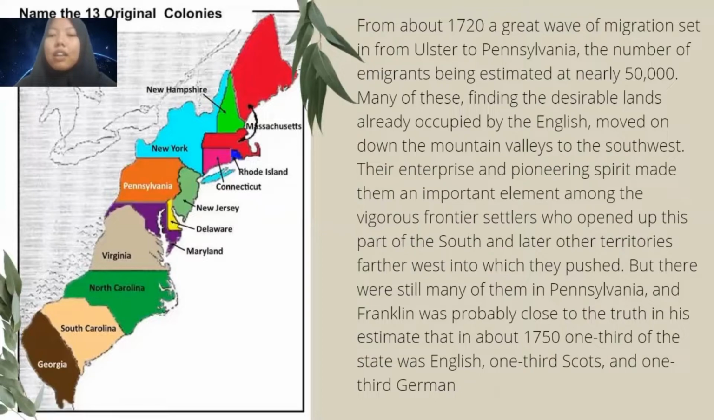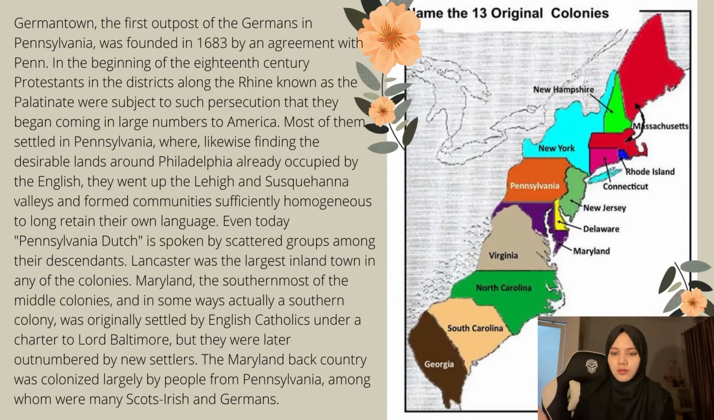But there were still many of them in Pennsylvania, and Franklin was probably close to the truth in his estimate that in about 1750, one-third of the state was English, one-third Scots, and one-third Germans. Germantown, the first outpost of the Germans in Pennsylvania, was founded in 1683 by an agreement with Penn.